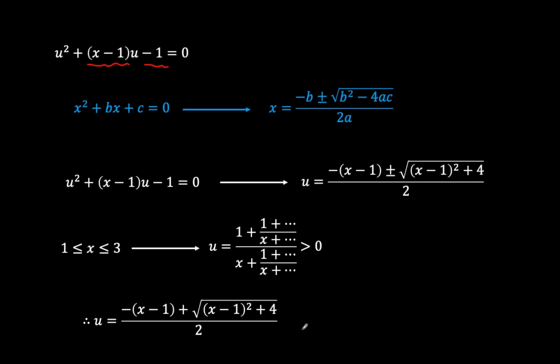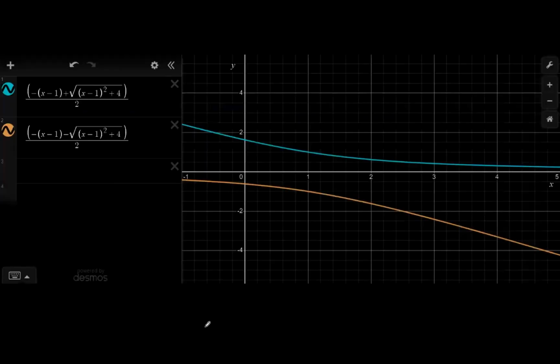That decreases, but at least this answer here is greater than 0 in this interval here. So we choose this, because the negative one, minus x minus 1 minus the square root of (x minus 1) squared plus 4, over 2, is negative already at the point 1. So we're choosing this, and we're going to use this to do the integration.